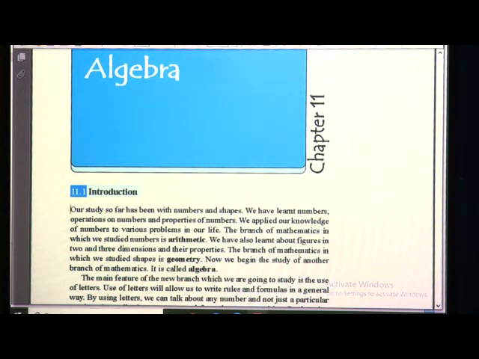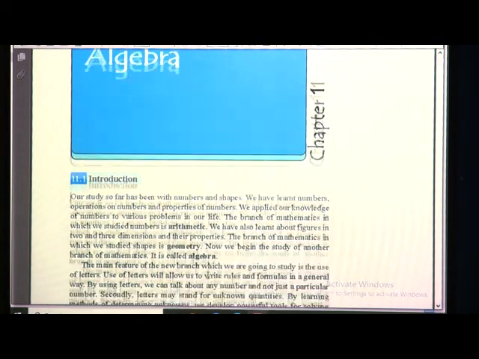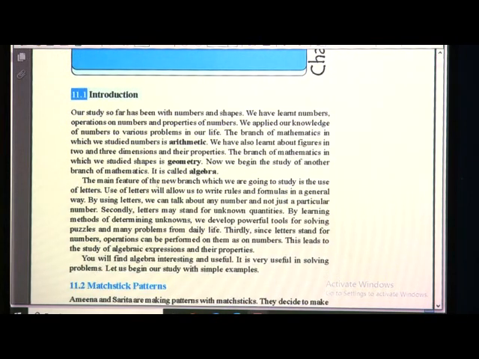Now we begin the study of another branch of mathematics, that is called algebra. The main feature of the new branch which we are going to study is the use of letters. It means, students, now we have seen numbers and shapes. Now in this branch, that is algebra, we are going to study more about letters. It means the alphabets. Where do we use them? How do we use them? We are going to see it.